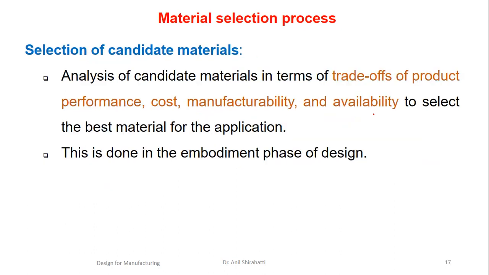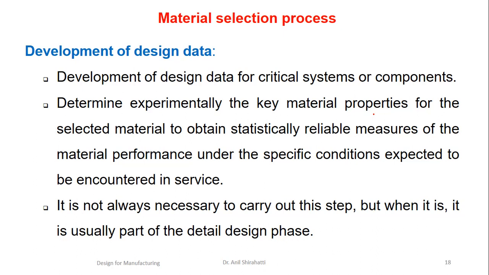Also, selection of candidate material. The first steps you did: depending upon its technical details, cost, availability, you selected a few parts. Then using the Ashby chart we found three to four parts which can fit your technical details, and also whatever the environment details, everything fits. Then you have to analyze these in terms of performance, cost, manufacturability and availability, to select the best material among these different options given. Then you go for the more detailed development of this design.